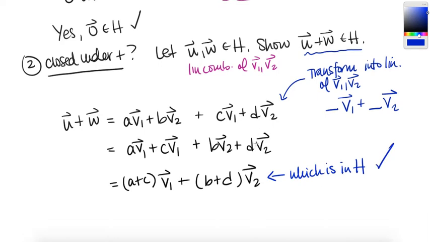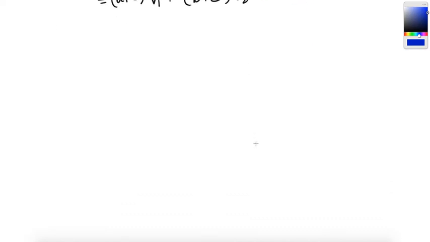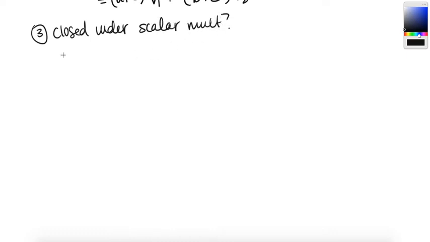All right, and now let's talk about, is it closed under scalar multiplication? This time we're going to let c be a scalar in R. We're going to let u be an element of H. And then we're going to look at cu.